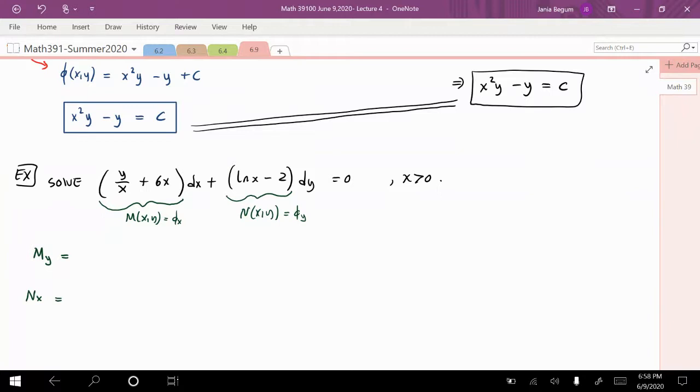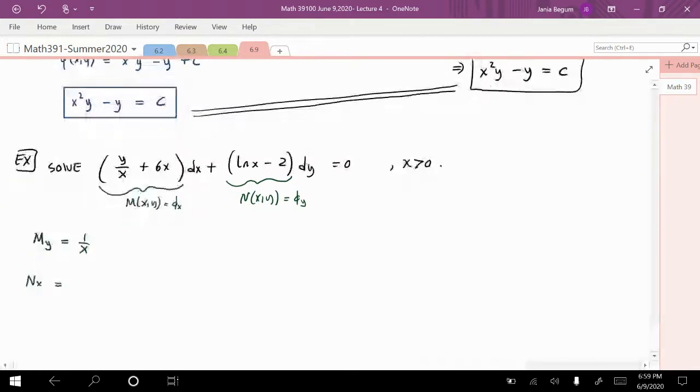Okay, so let's start. Hopefully you had a few seconds to derive them. So m partial y, I'm going to take the derivative with respect to y for m. The first term is just going to be 1 over x, and the second term is going to be 0 because 6x is behaving as a constant. Now what about n partial x? I take the derivative of n with respect to x. I get 1 over x.